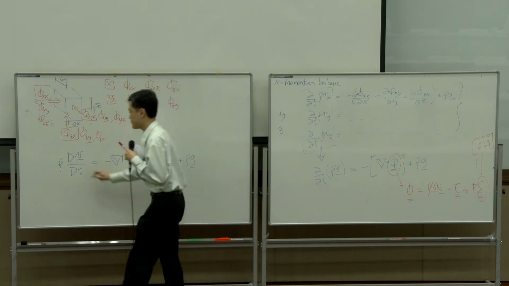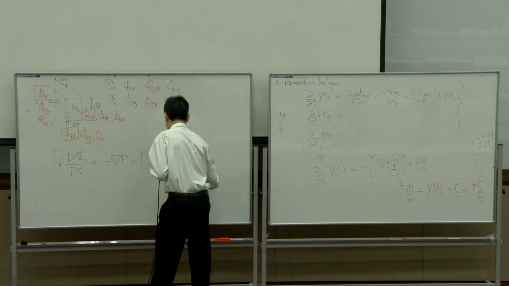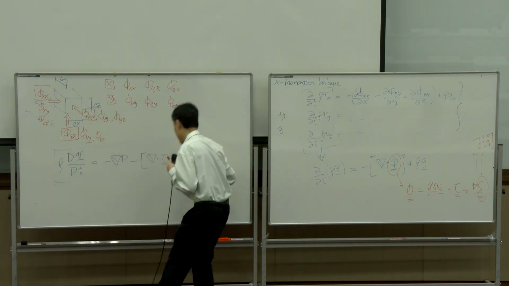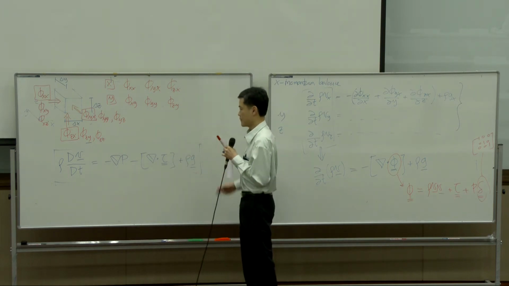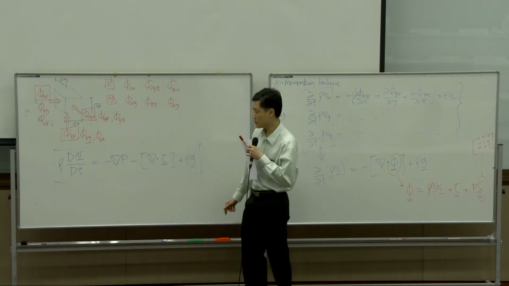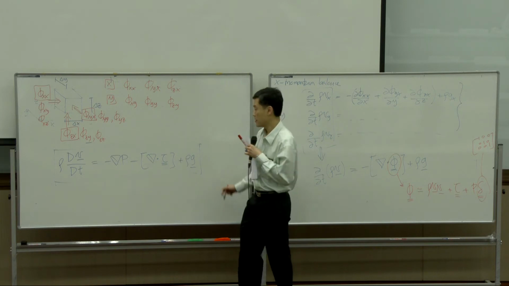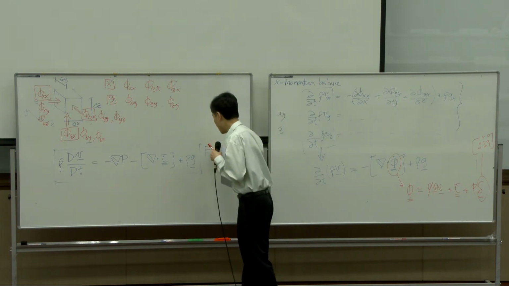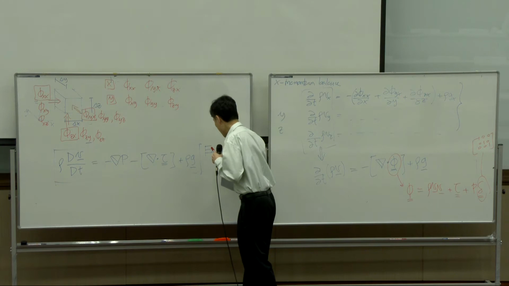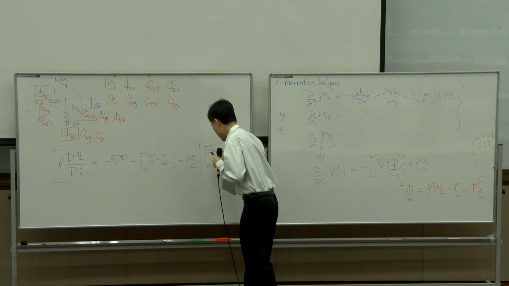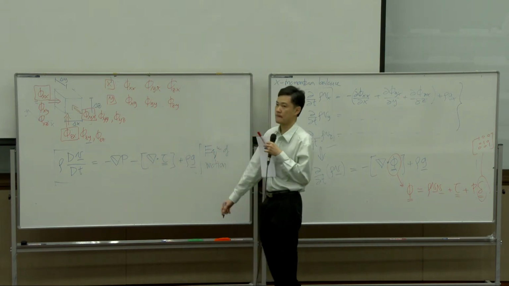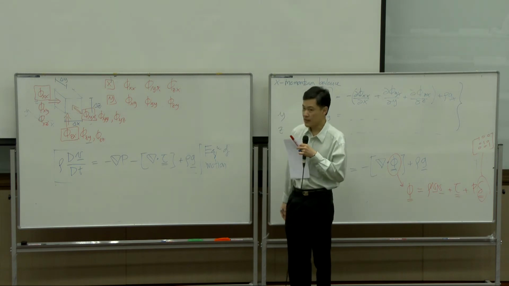All right, and this is supposed to be highlighted. Anything highlighted is supposed to be very important. This equation is called the equation of motion. Basically, it is momentum balance.